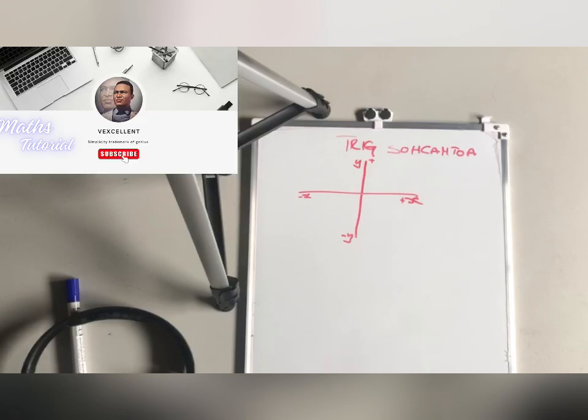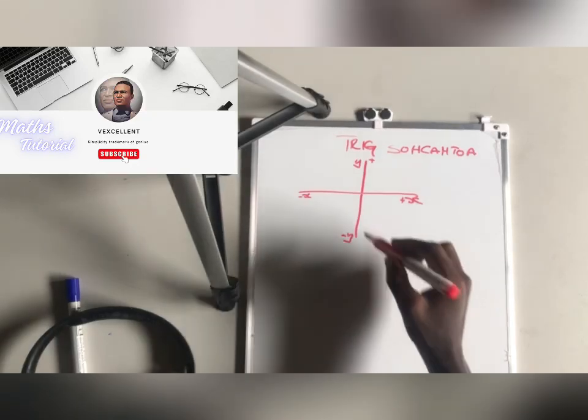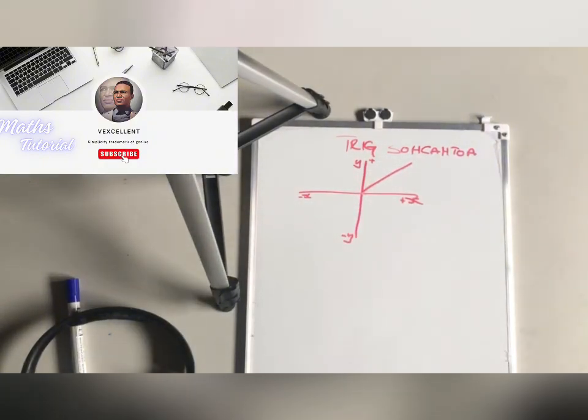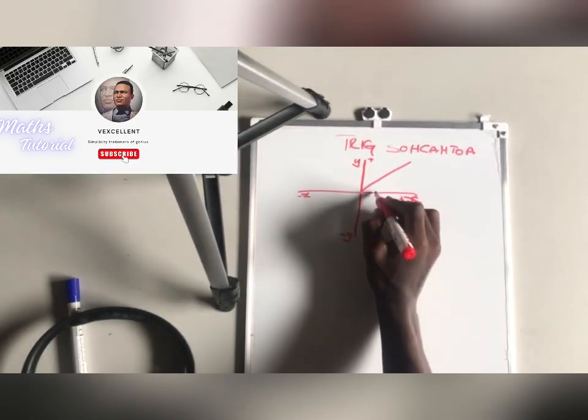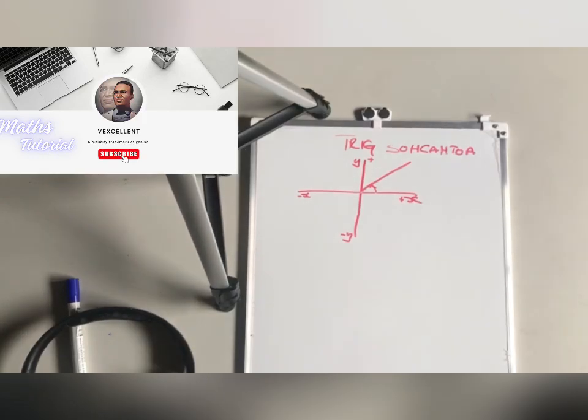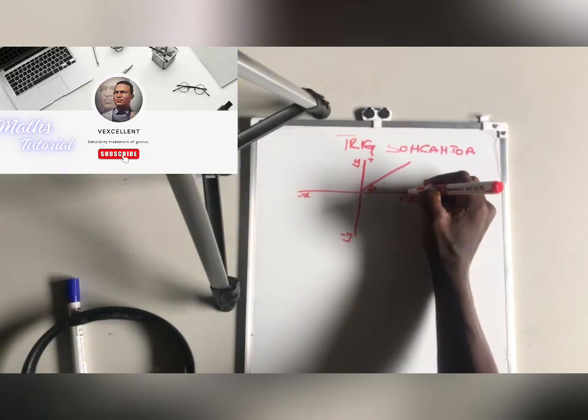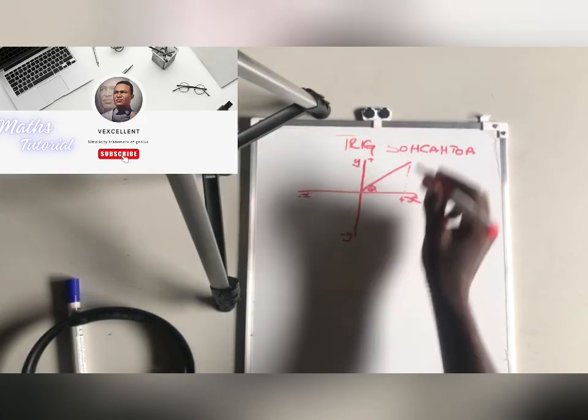So you must know SOHCAHTOA by all means before you go anywhere. Then we're going to introduce the line of inclination, the line that makes the triangle a triangle. Because I'm going to be dealing with angles, let's say that this is the angle theta. For us to complete a right angle triangle, we must have the vertical line here.